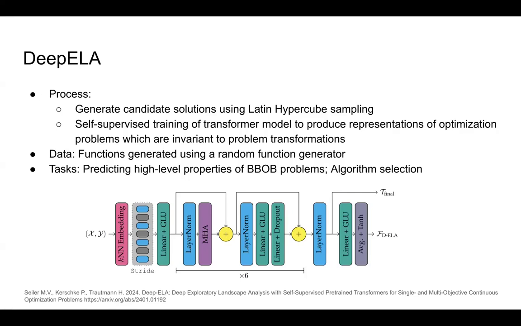So this has been tested also for predicting these high-level properties of BBOB problems, also for algorithm selection, and they're also working on extending this model so it works on multi-objective problems and it handles different problem dimensions.